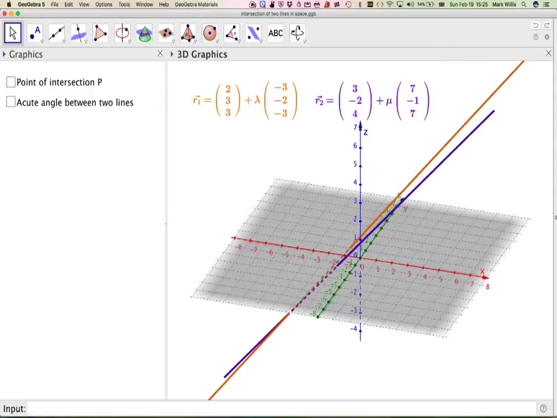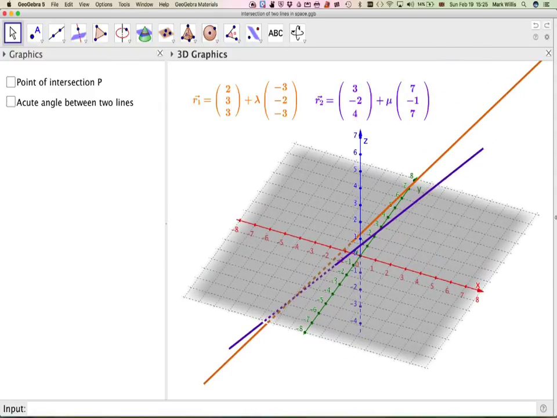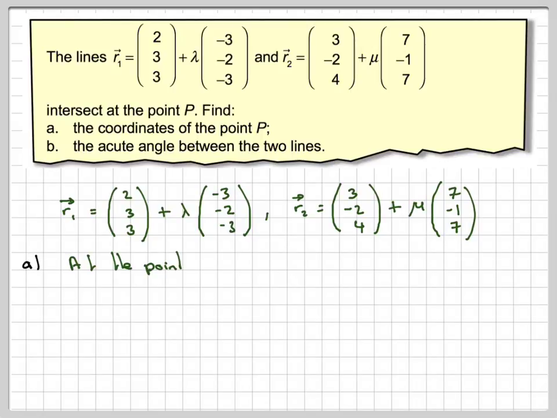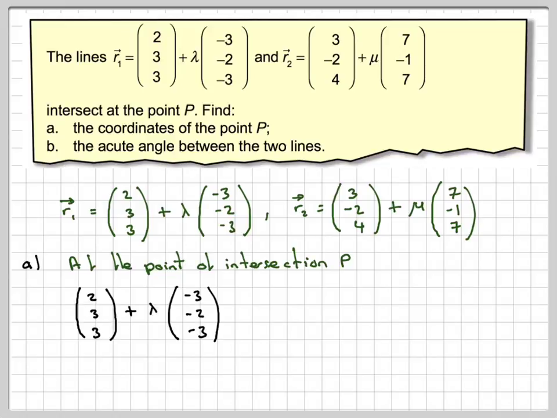So we've got these two lines and we now have to find where they intersect. At the point of intersection, this line will be equal to this line. So (2, 3, 3) + λ(-3, -2, -3) = (3, -2, 4) + μ(7, -1, 7). The object here is to find the values of λ and μ where these lines intersect. You consider the x and the y, find λ and μ using simultaneous equations, and then check in the third one. If it's consistent with the third one, then the lines definitely intersect. If they don't intersect, the last line will be inconsistent.